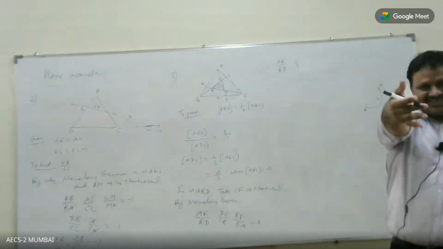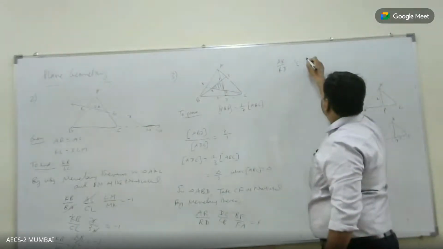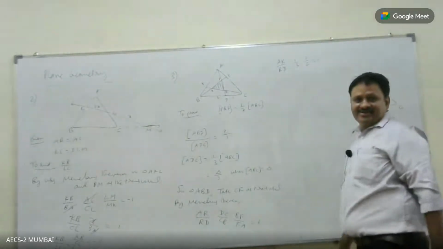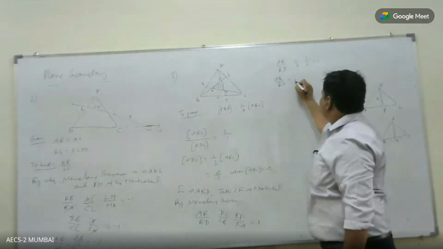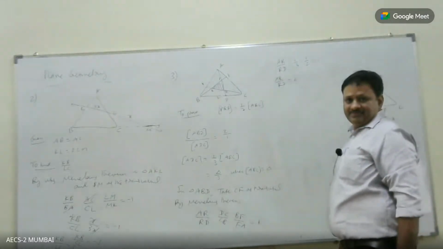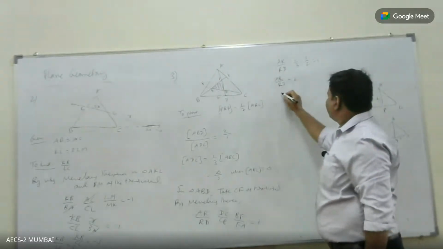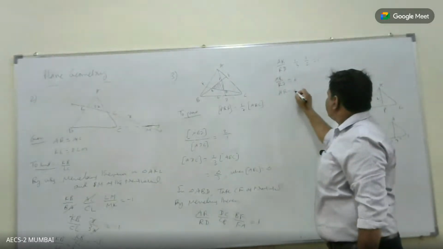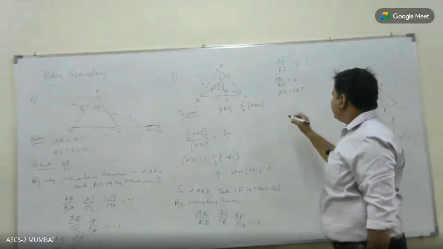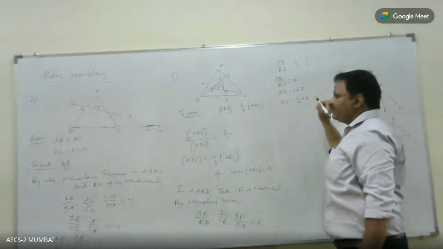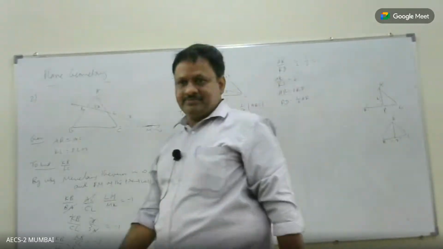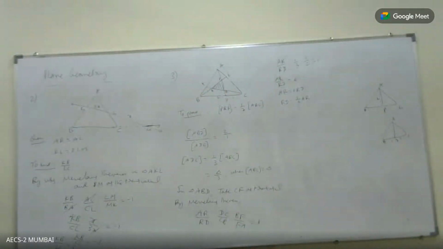Yes, you are right. Say loudly. 1 by 2 equal to 1. So AR by RD equal to 6. Correct? So AR equal to 6 RD, or RD equal to 1 by 6 AR. Right.